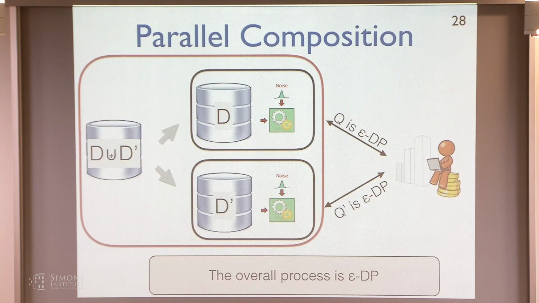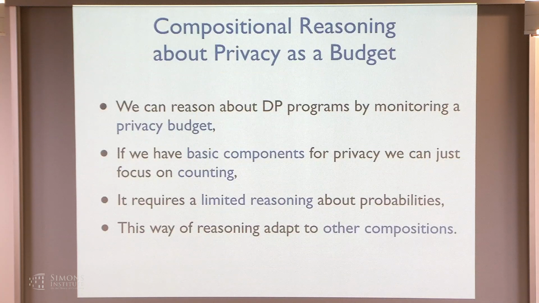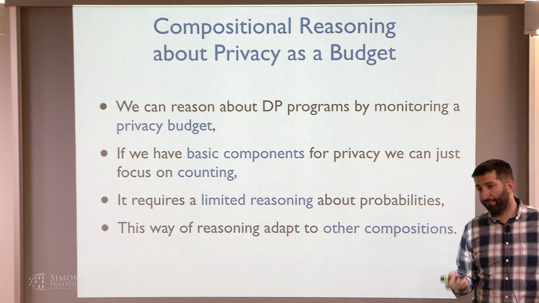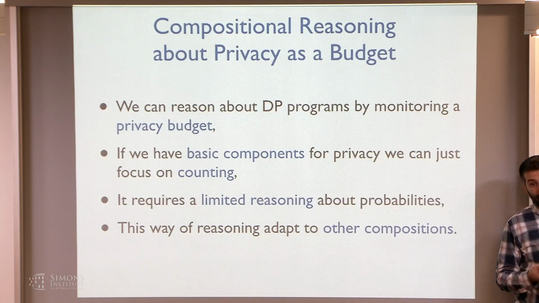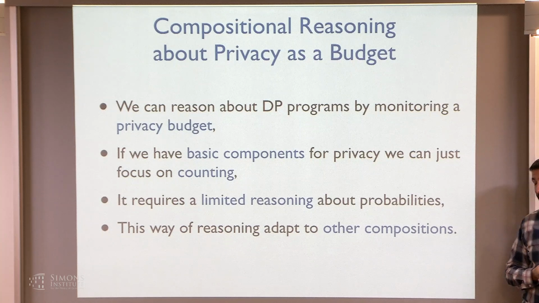Now, why are these two compositions useful? Because we can reason about privacy as a kind of budget, and this is very attractive. This is one of the reasons why I think differential privacy is very attractive for several developers: we can reason about the consumption of privacy, and we have a mathematical calculus to do this based on this sum and max.